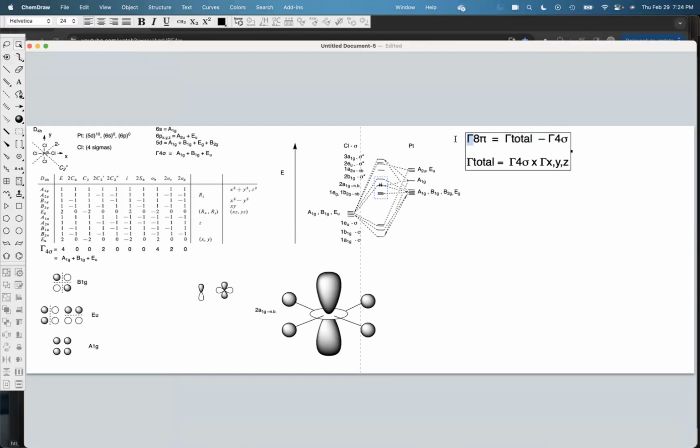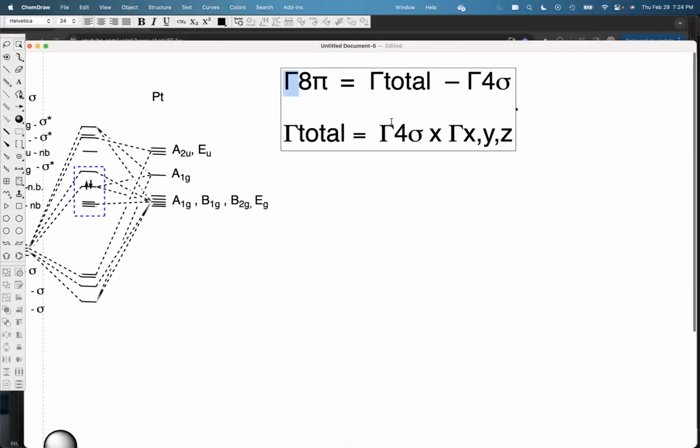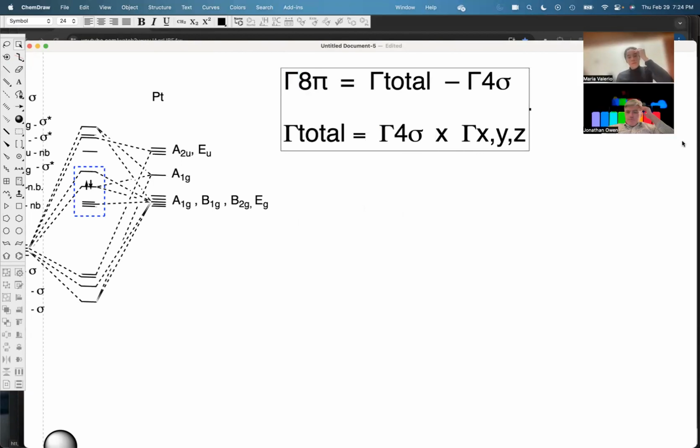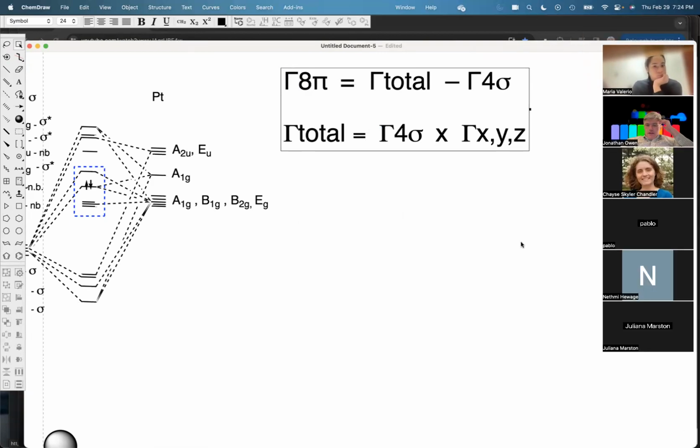All right, so we've got our 8 pi orbitals that we're interested in knowing about. And we can determine them by calculating gamma total. Gamma total is the product of the 4 sigmas times the XYZ irreducible representation. Remember, this is kind of like putting an XYZ coordinate system on each of the chlorines. That XYZ coordinate system you can think about as being a p orbital in all three directions on each chlorine. One of those p orbitals is going to point at the platinum, and it forms a sigma bond. And the other two p orbitals are pi symmetry.